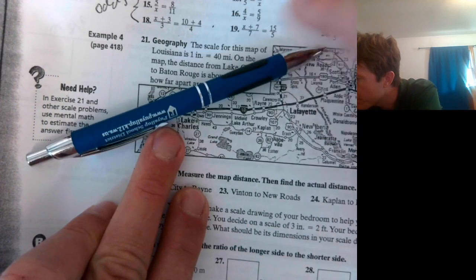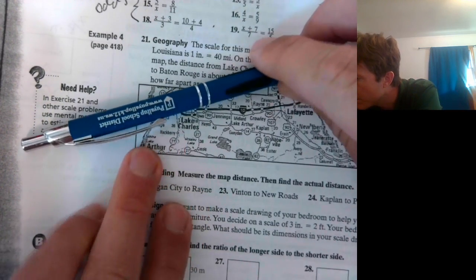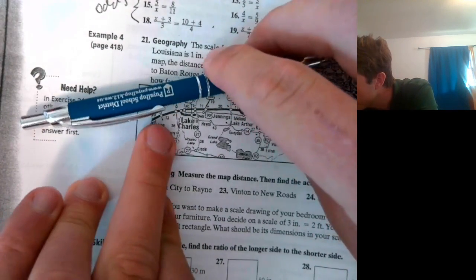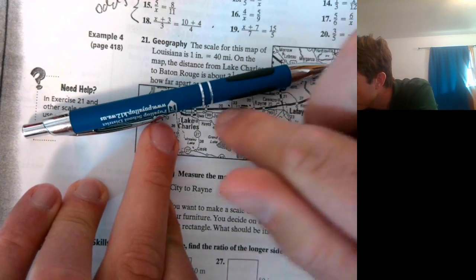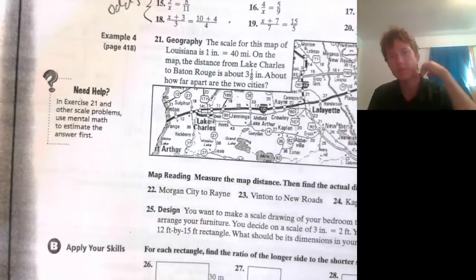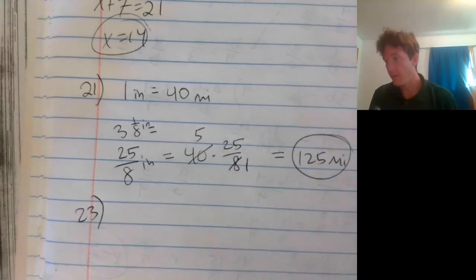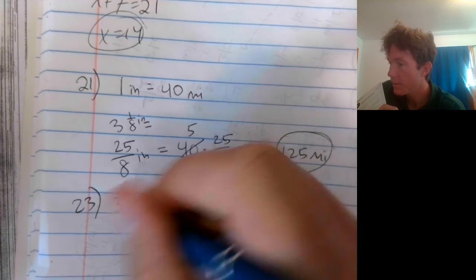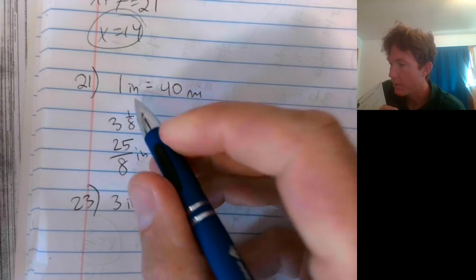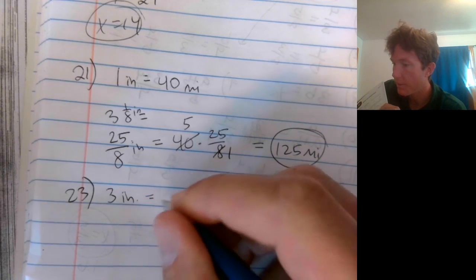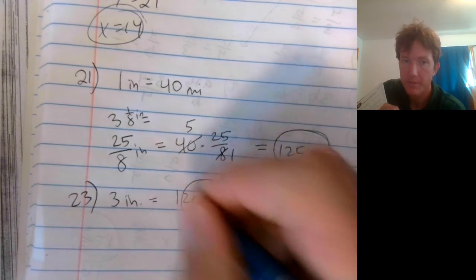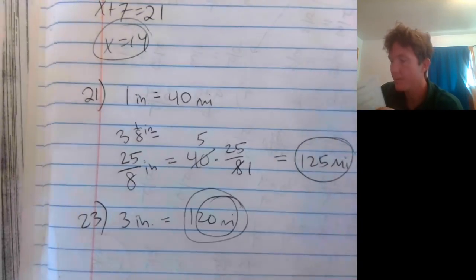like a bird's distance. What do they call that? Bird line of sight. 1, 2, 3. So it's about 3 inches. Okay, so we're looking at 3 inches. So if 1 inch is equal to 40 miles, then 3 is going to be equal to 40 times 3, so that's 120 miles. So that distance there is about 120 miles.